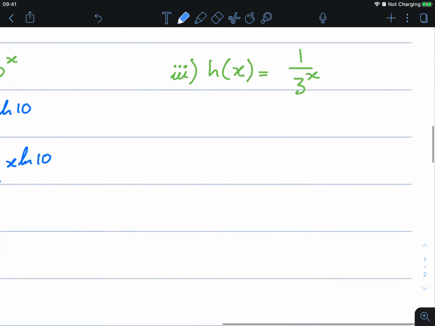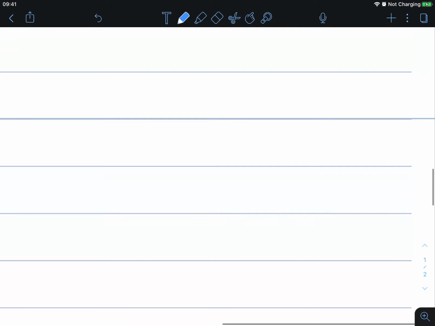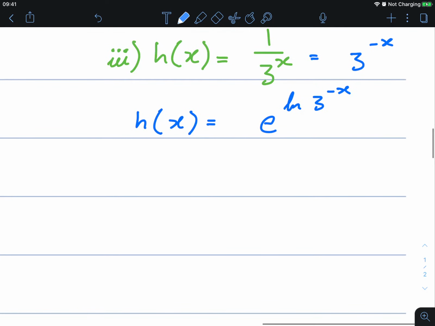For this one here, we'll change this first to 3 to the power of negative x, in which case we can apply the same concepts. This time I'll do it in steps again. We take the natural log and raise this to the base e. So this becomes e to the ln 3 to the power of negative x. Remember, these two will cancel, bringing us back to the original. So it's the same expression, which looks different.